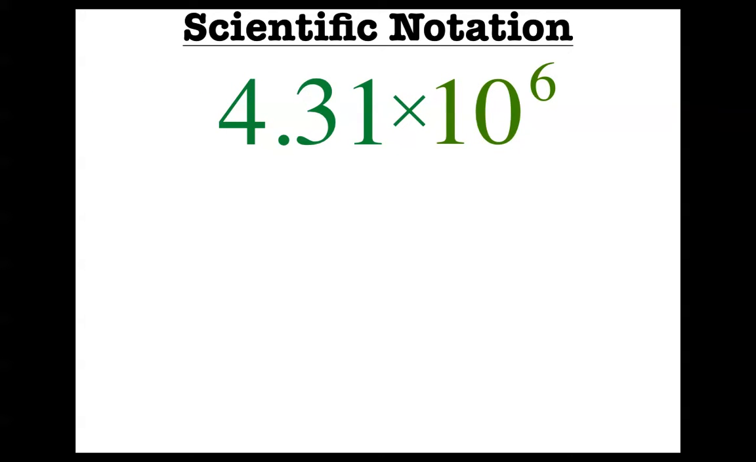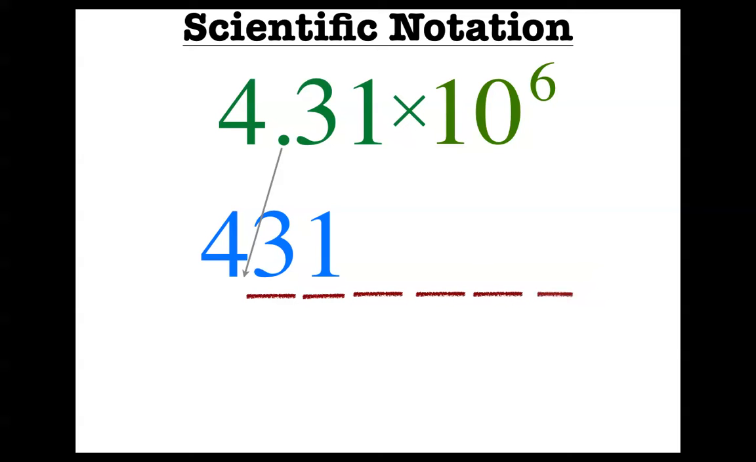Okay, what if you have a number in scientific notation and you want to write it in standard notation? Well, could we move the decimal to make it 431? Yeah. And then we moved the decimal twice, right? But that 6 exponent says we still have 4 more spots to go. So 1, 2, 3, 4, 5, 6.